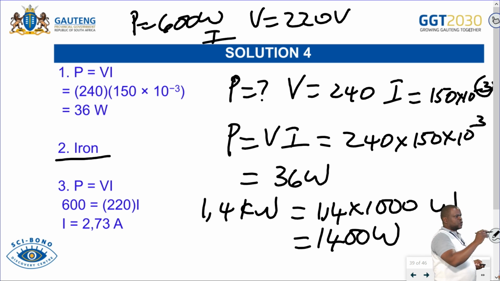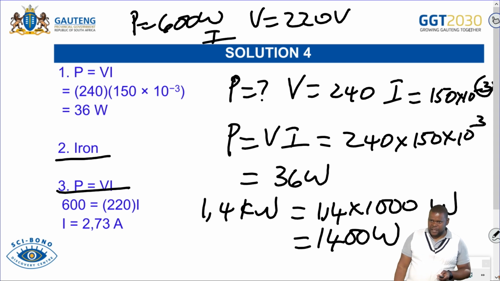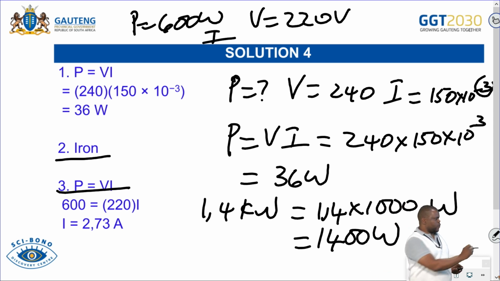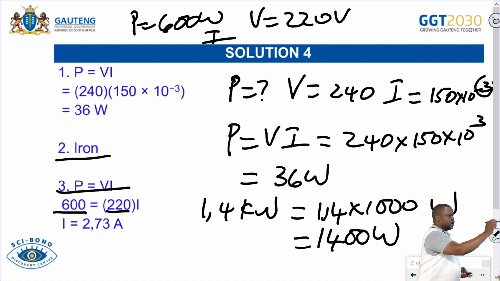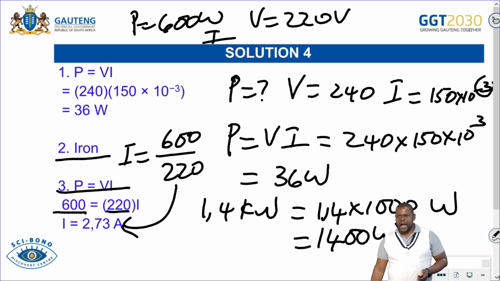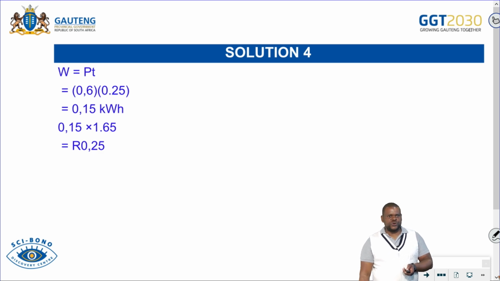In order for us to calculate the current, this is the correct formula that we need to use: P is equal to V multiplied by I. Power is equal to potential difference multiplied by current. We know our power is 600 watts and our potential difference is 220. Then the current is equal to 600 divided by 220, which gives you 2.37 ampere. Are we together, grade 11s? Yes. We're continuing, grade 11.